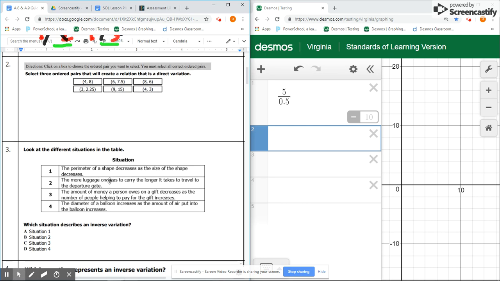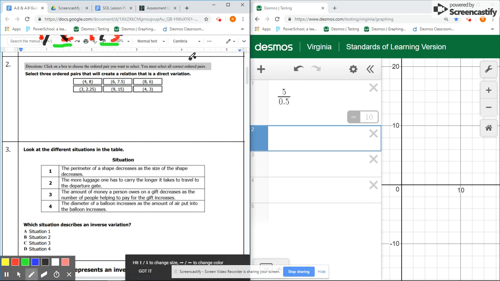Number 2. Click on a box and choose the ordered pair you want to select. You must select all correct ordered pairs. So remember, all correct ordered pairs means that there will be more than one answer. The question says, select 3 ordered pairs that will create a relation that is a direct variation.